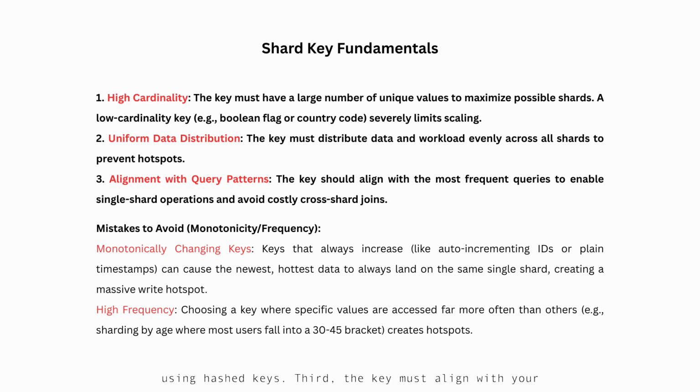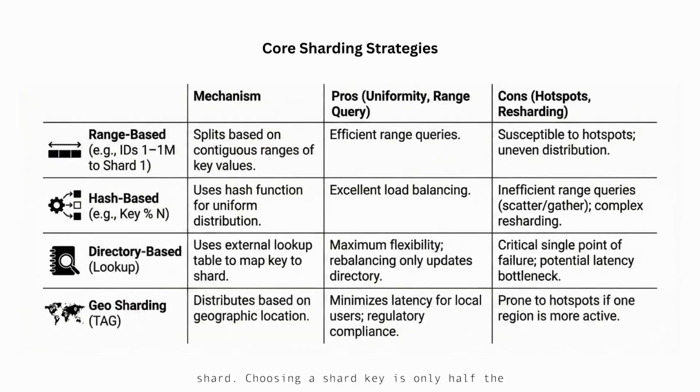Third, the key must align with your primary query patterns. If your application frequently queries by customer ID, making customer ID the shard key ensures that queries hit only one shard. Choosing a shard key is only half of the battle. We also need a strategy to apply that key. We basically have 4 dominant methods in this area.